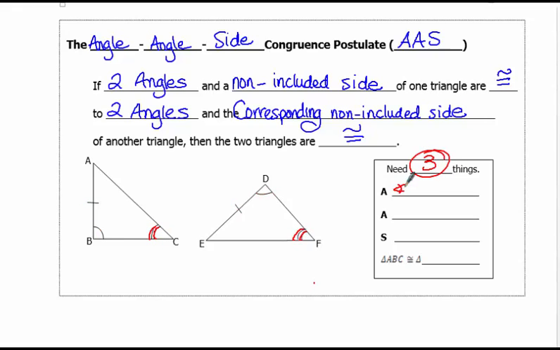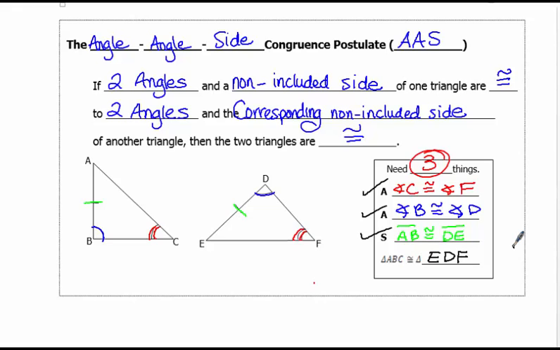I need angle C is congruent to angle F, and then I need angle B is congruent to angle D, and I need a side not included. So side AB is congruent to side DE. So since we have angle angle side in the proper order, we can list our triangles are congruent. So triangle ABC is congruent to triangle EDF. And that's the last of our 5 ways of proving triangles congruent that we're going to learn in chapter 4.